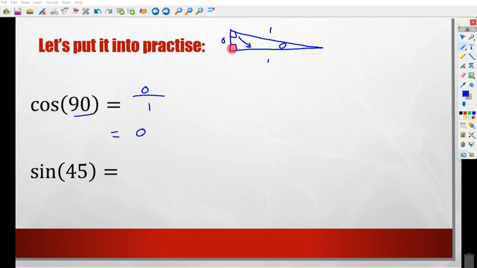Now looking at sine of 45, I know that that's a special angle. Special angle, special triangle, I know I'm going to have my 45, 45. I'm going to have the square root of 2, 1, and 1. So sine of 45. I'm going to go to the 45. There he is. I know that sine is opposite over hypotenuse, so it's 1 over the square root of 2. Nice and easy.